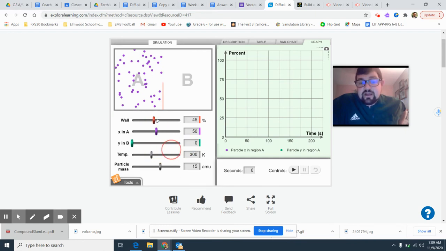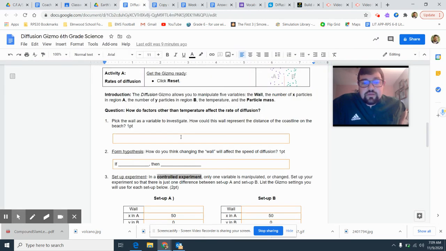Every one of you could have different heights. It doesn't matter. But you're going to take this experiment and you're going to pick the wall. And then how would that represent the distance of the coastline on a beach? So we're trying to apply this to a specific situation. When I say coastline on a beach, you have the beach, which is sand, and then you have where everybody lives. There's plants and animal life, and there's streets and hotels and homes and all that stuff. So how does that wall represent that beach from the coastline where the water is to where all the living things are? How can that represent that?